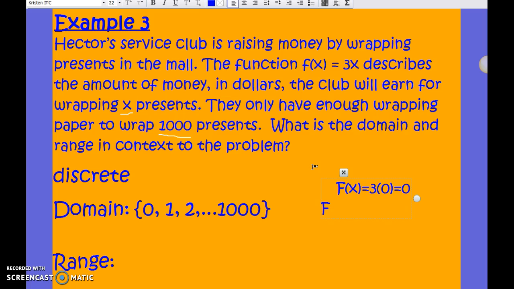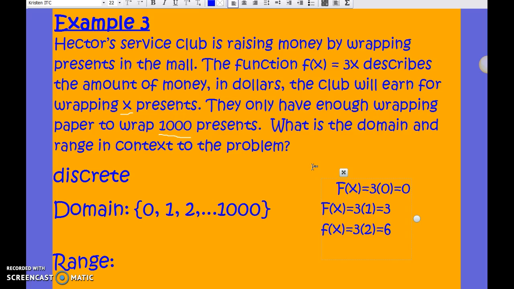Then I'm going to fill in my next x value, which is 1. So I'm going to have 3 times 1. 3 times 1 is 3. So my next value in my range is 3. Then my next x value is 2. So I'm going to plug 2 in for x. So I'm going to have 3 times 2, which equals 6.